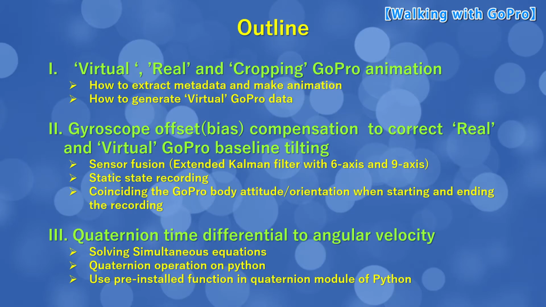This is the outline. In Chapter 1, I am going to talk about GoPro animation, especially virtual GoPro. In Chapter 2, I am going to talk about gyroscope offset compensation. Because of the offset, the baseline of real GoPro and virtual GoPro gradually tilts over time. The attitude and orientation of the object in motion is obtained by time integrating gyroscope data, namely angular velocity. Since the angular velocity includes some offset, the offset component accumulates when integrating and then the baselines are tilted over time. I will introduce three methods to compensate and correct the offsets.